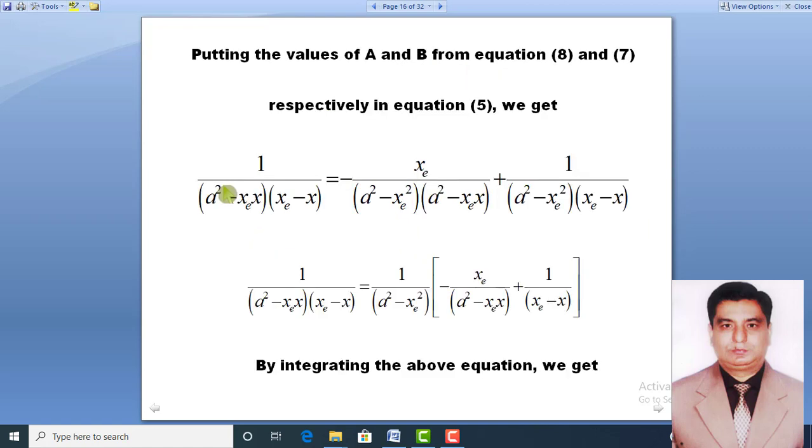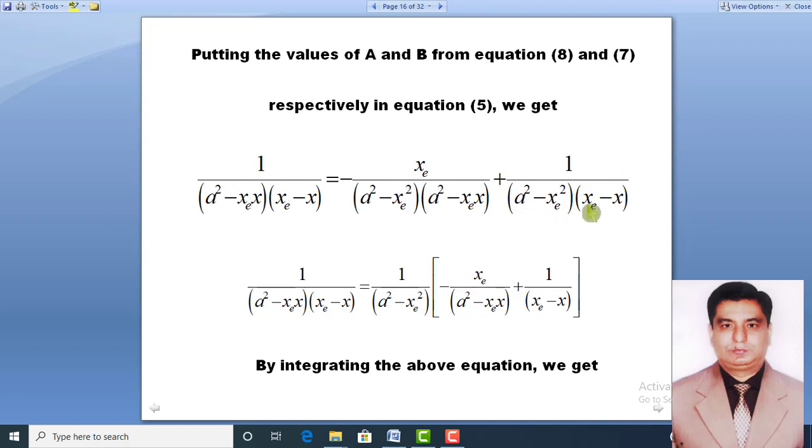Dear students, now we will put the values of a and b from equation number 7 and 8 into equation number 5. When we write these values in equation number 5, it becomes 1 over (a² − x_e x) into (x_e − x), equal to −x_e over (a² − x_e²) into (a² − x_e x), plus 1 over (a² − x_e²) into (x_e − x).